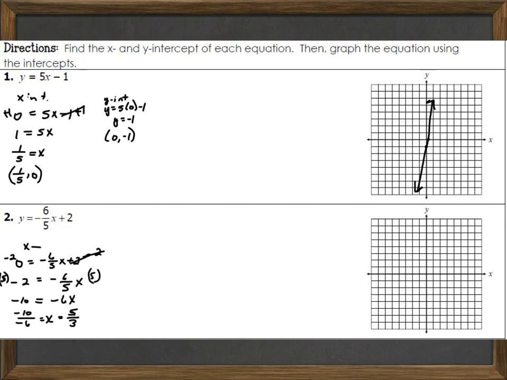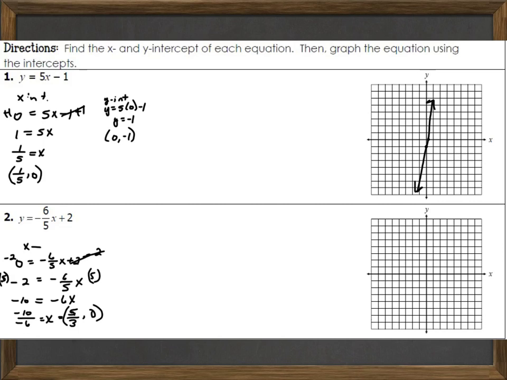And reducing that fraction, it will be positive 5/3. Okay, I could have multiplied by the reciprocal, 5/6. If you want to do that, it's up to you. So my point is 5/3, 0. And 5/3 is close to 2. It's not quite 2. It's 1 2/3.